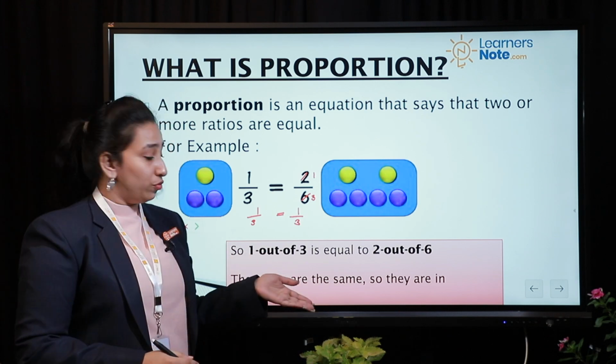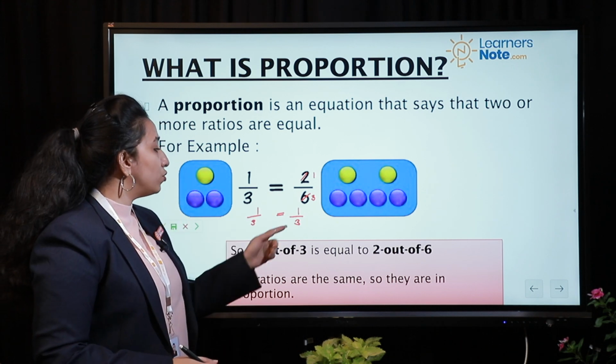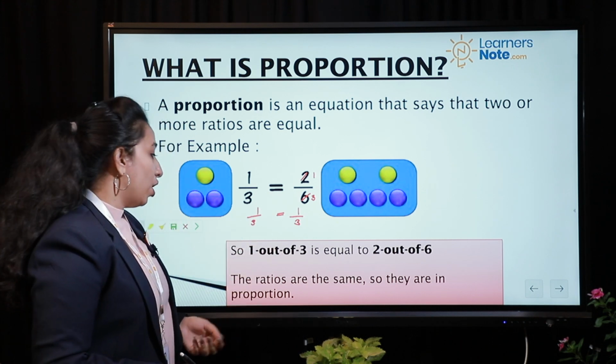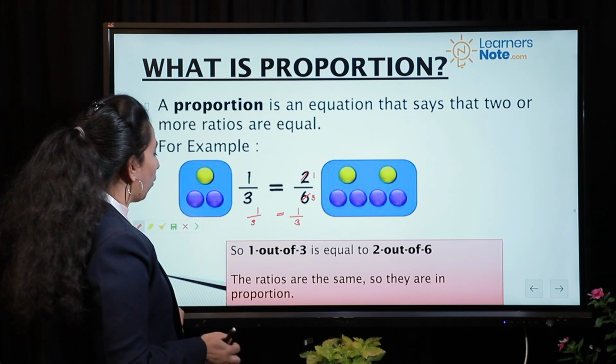So 1 out of 3 is equal to 2 out of 6. How did it become equal? I just cancelled them. So it's 1 by 3 is equal to 1 by 3. That's why we say they are in the same proportion. So can we move ahead?